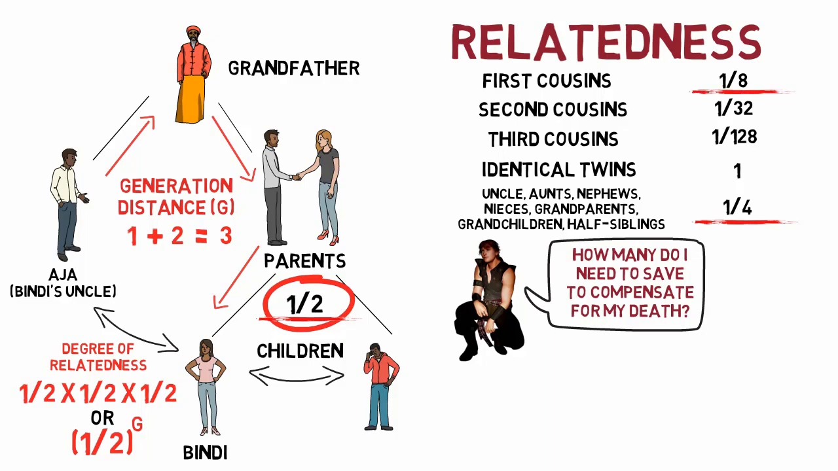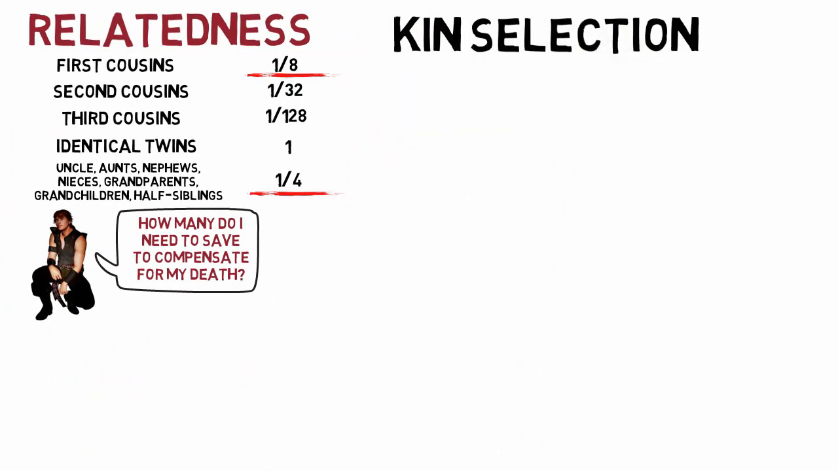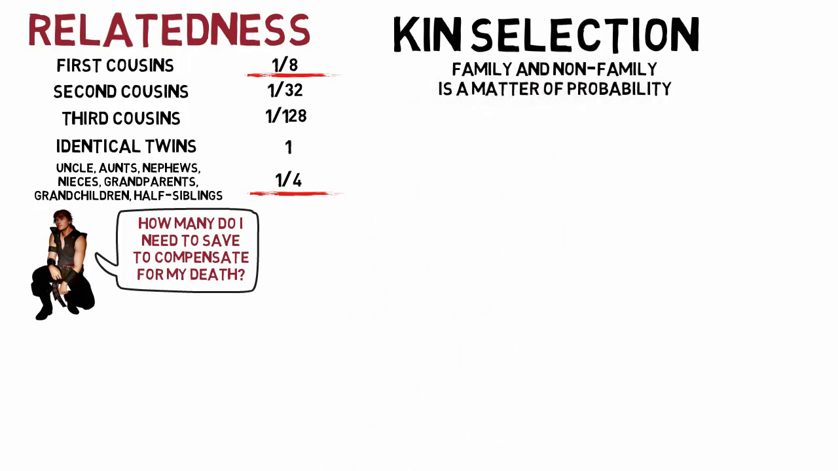Dawkins takes time here to criticize the term kin selection, often used to describe such arrangements, because it treats family as a special case of group selection. Hamilton's argument is that family and non-family is a matter of mathematical probability, and animals do not behave altruistically towards all family members, and selfishly towards everyone else.